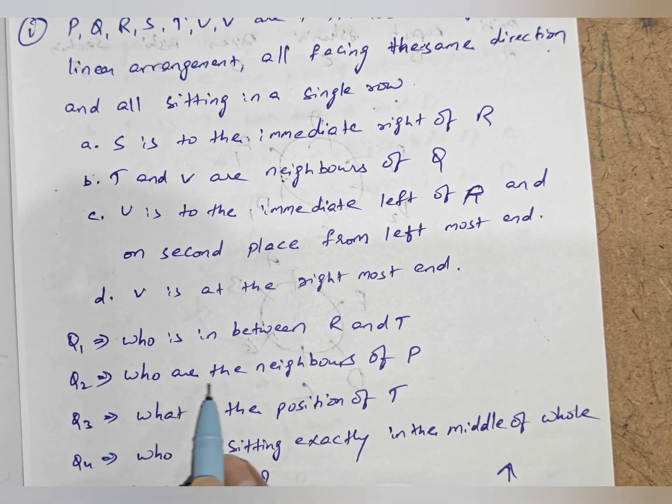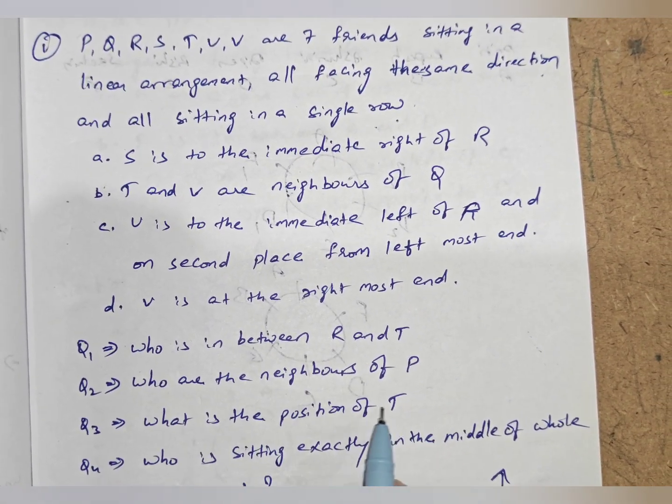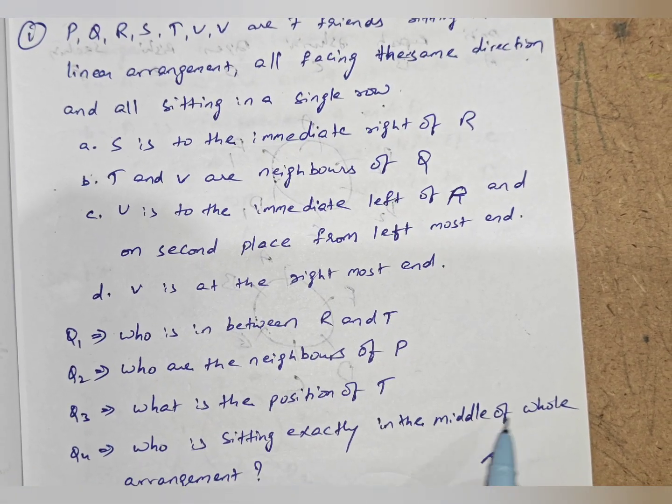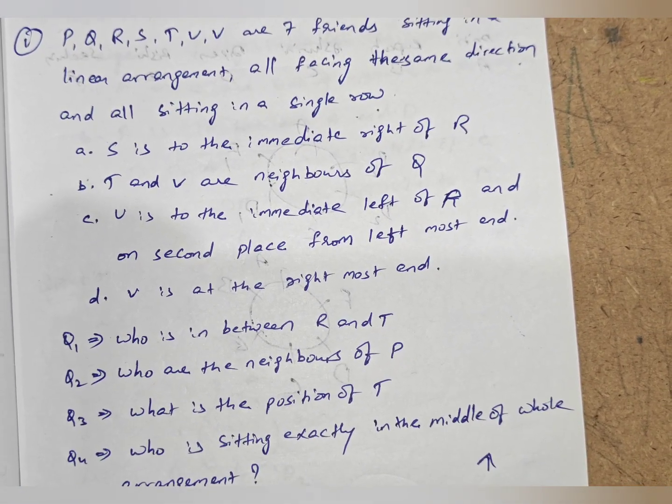Who is between R and T? Who are the neighbors of P? What is the position of T? Who is sitting exactly in the middle of the whole arrangement, etc.